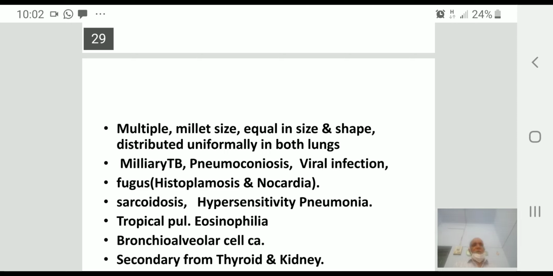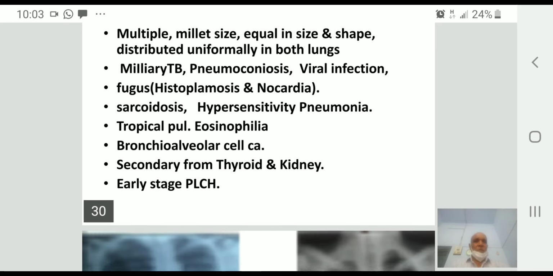Differential diagnosis of the miliary mottling: one is miliary TB, second is pneumoconiosis, silicosis, viral infection, fungus, histoplasmosis, nocardia, sarcoidosis, hypersensitivity pneumonitis, tropical pulmonary eosinophilia, bronchoalveolar cell carcinoma, secondary metastasis from thyroid and kidney malignancy.